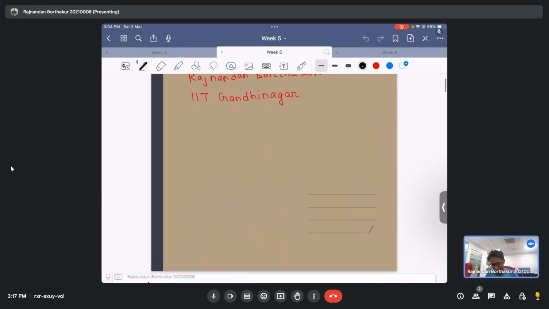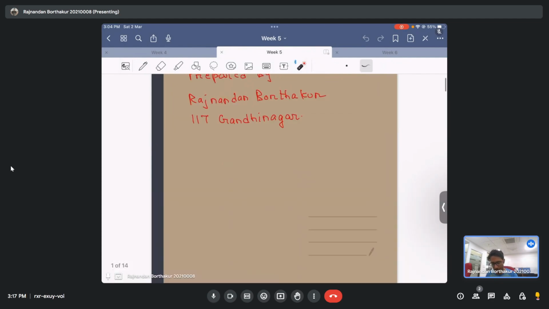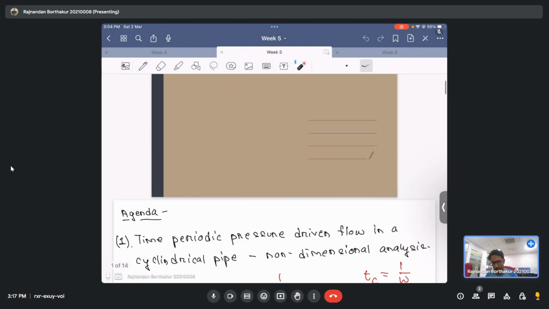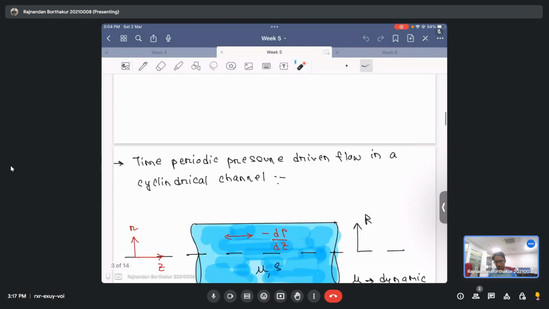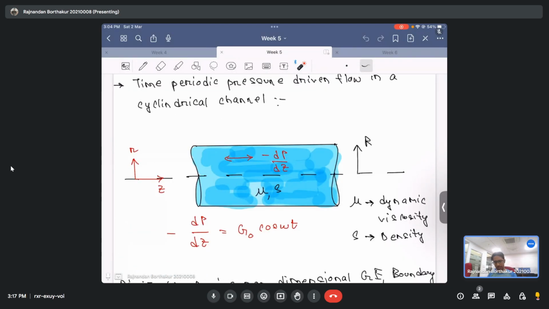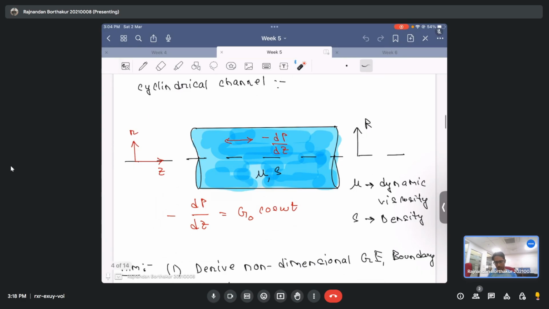So, basically, in the previous week, that was in week 5, we looked into the flow field that would be generated by a time periodic pressure gradient. This was our problem statement. We said that the pressure gradient is a function of time with some amplitude G naught, and based on this, we sought what the flow field would look like. So this was the idea of the problem.